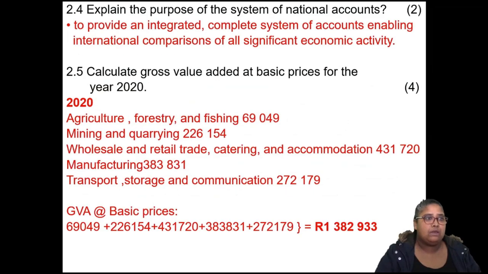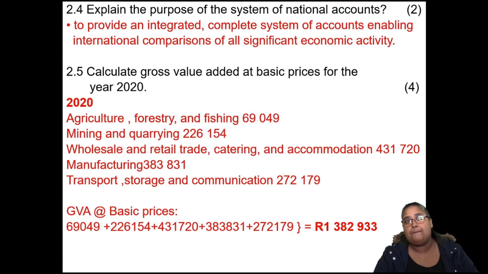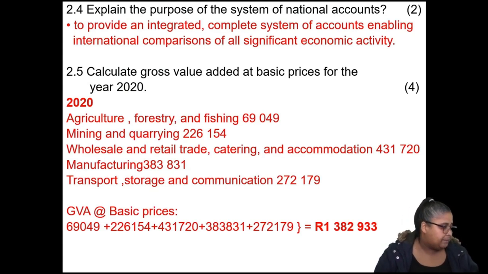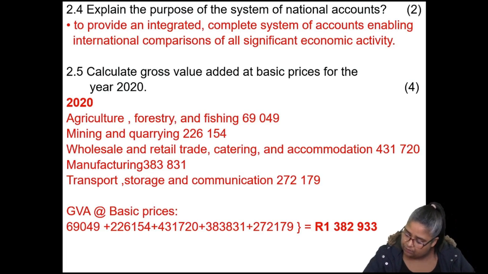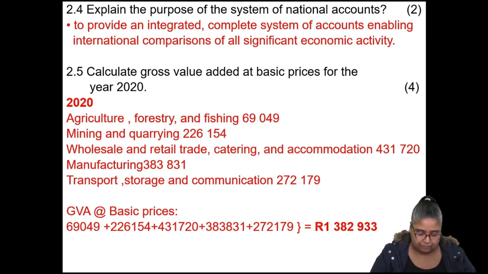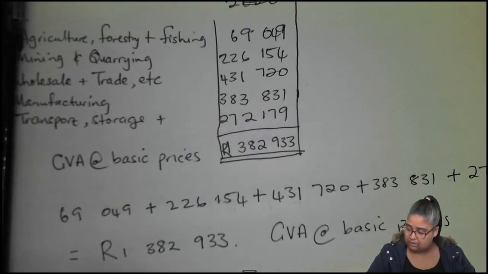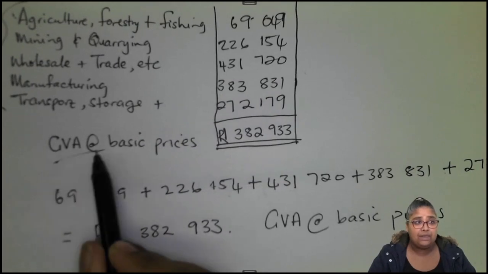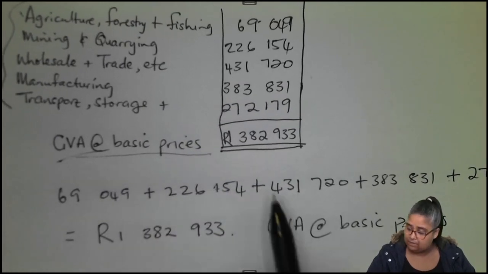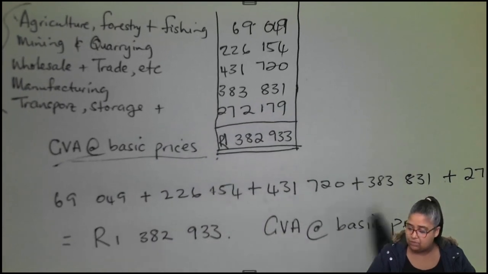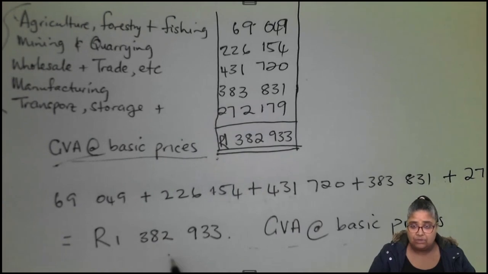Okay, so calculate gross value added at basic prices for the year 2020. My apologies, this would have been GVA, gross value added at basic prices. Just to show you, I neglected to put in the labeling over here, that the final total is the gross value added at basic prices, or if you did it this way, GVA at basic prices, and that was the final total.